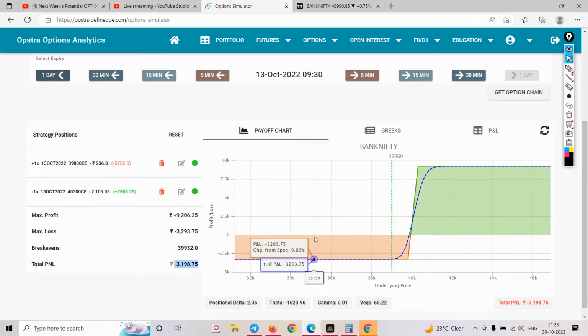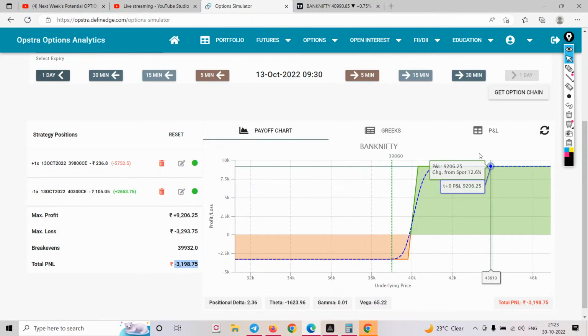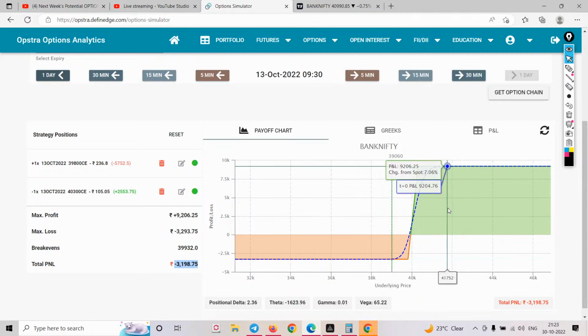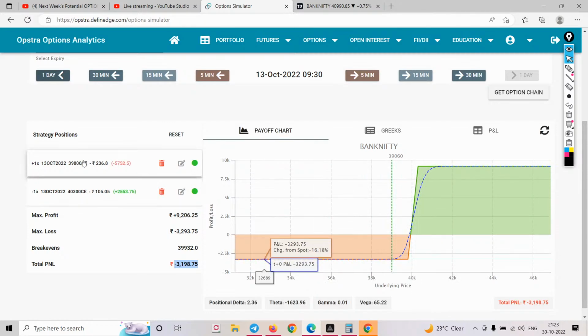Wherein we have just deployed. Now tell me, what is the other adjustment we can do in terms of making this trade zero or reducing the loss to minimal? Forget about converting it to strangle. One final thing. What other thing?